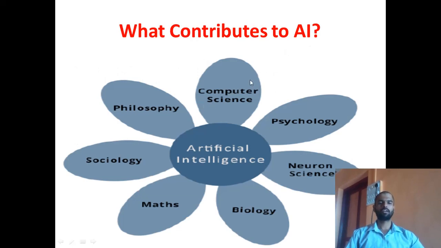What contributes to AI? So these are various terminologies that contribute to artificial intelligence. That means artificial intelligence is not really about the computer or just robots, but it is all about various fields like philosophy, computer science, psychology, neuroscience, biology, maths, sociology. Okay, all these fields come together to form the new concept, that is artificial intelligence.